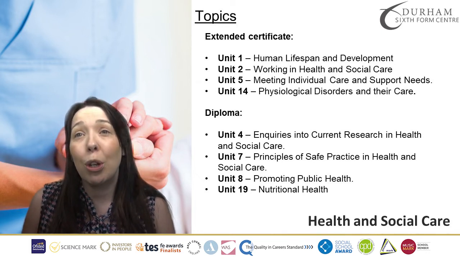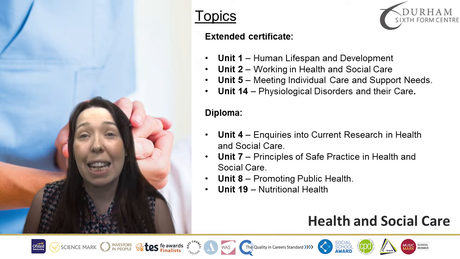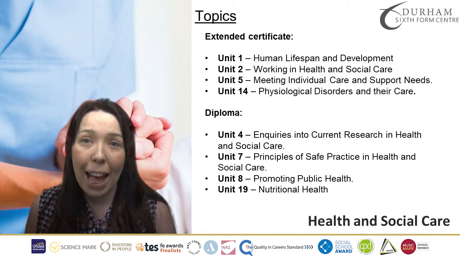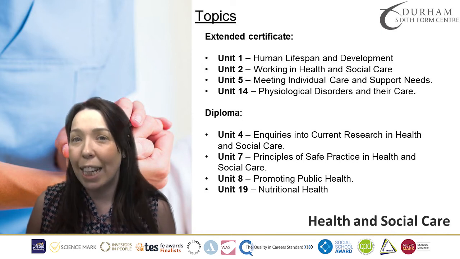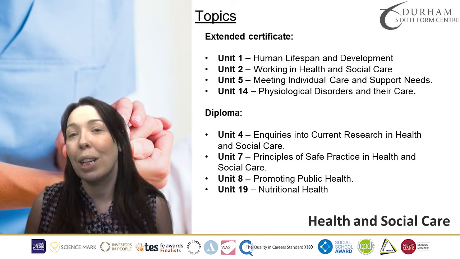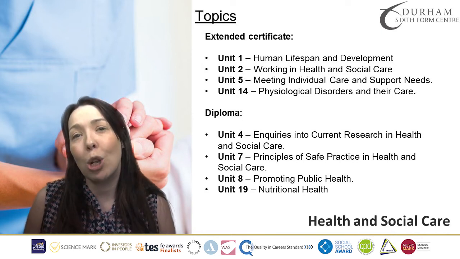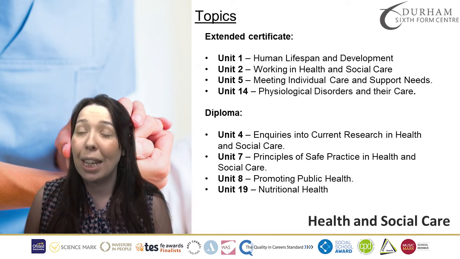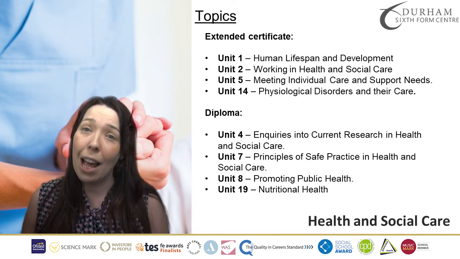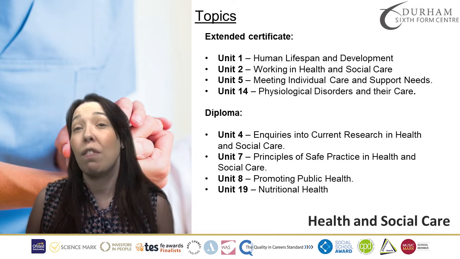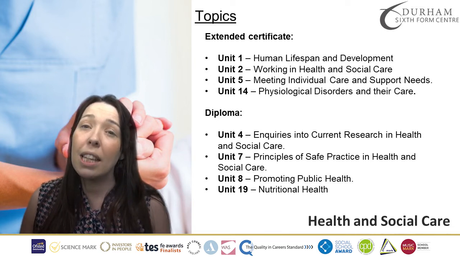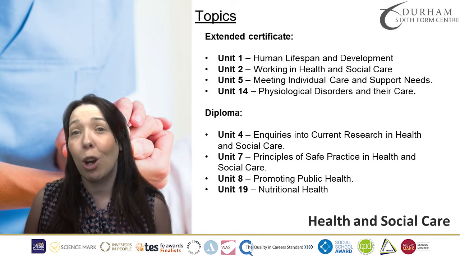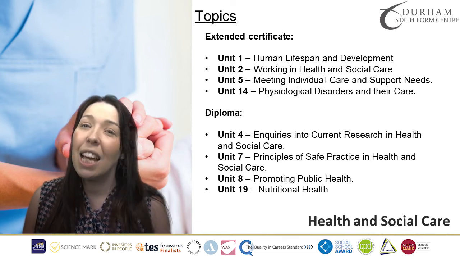And then the last 2 units are Unit 8 and 19. Unit 8 is all about promoting public health. We look at public health agendas, public health initiatives, the history of the NHS, which at this point in time is really valuable. And we also look at Unit 19, which is our optional unit, and we've chosen to look at nutritional health. That's really good for anyone that wants to study physiotherapy or become a dietitian, because again, it provides you with a foundation of knowledge of what constitutes a balanced diet that you can then build on later on.